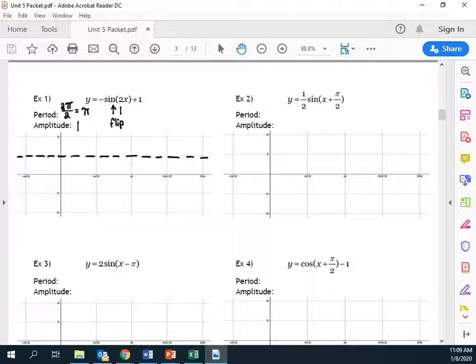Now I'm going to go ahead and find out what my new max line is, which means how high up is this thing going to go? Well, it has the amplitude of what? Of 1. So here's my new center. I'm going to go up 1 because its amplitude is 1.